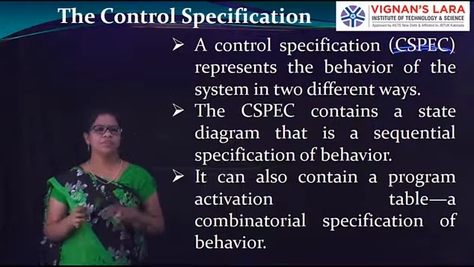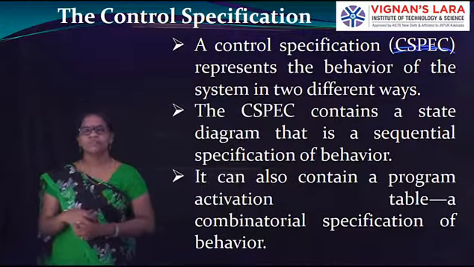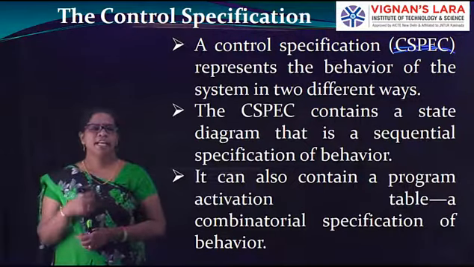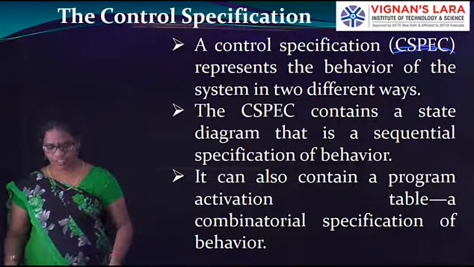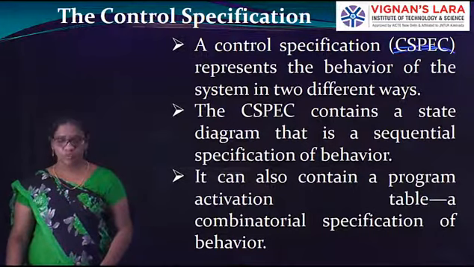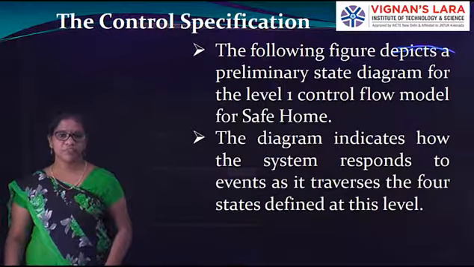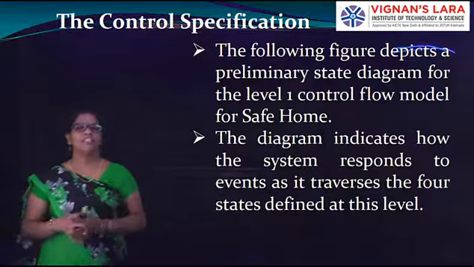So it is a controller behavior. It contains some activation table. So how to activate? A combinatorial specification of the behavior. So what is that? Let us see. If we go for the diagram, then it will be very easy for you. Next one is the control specification.